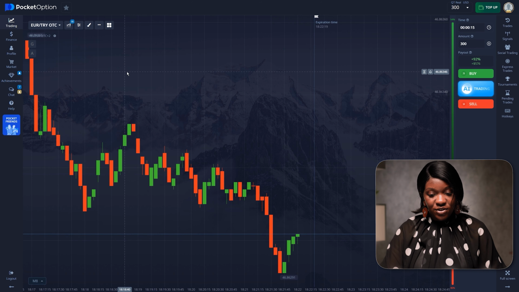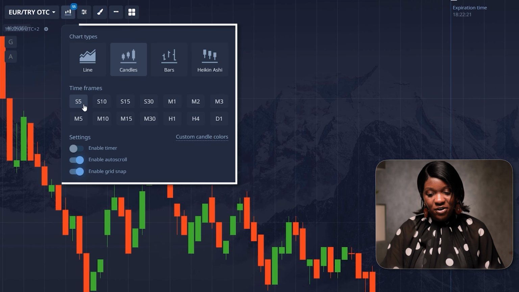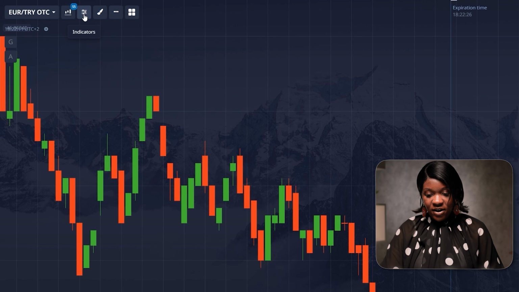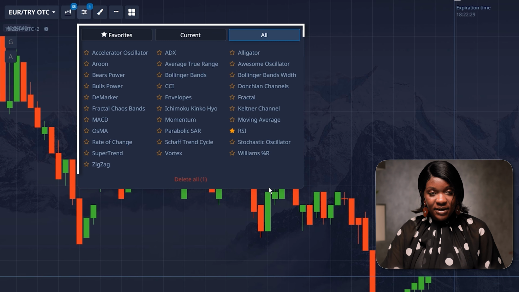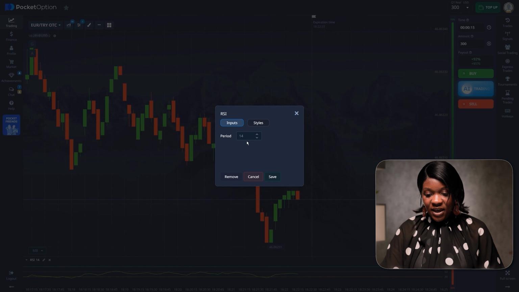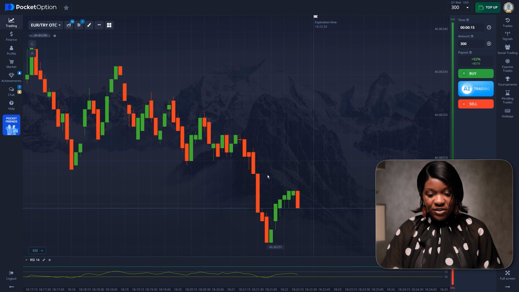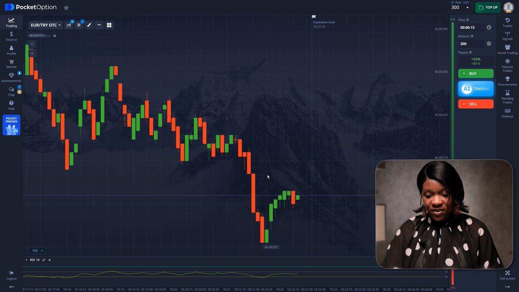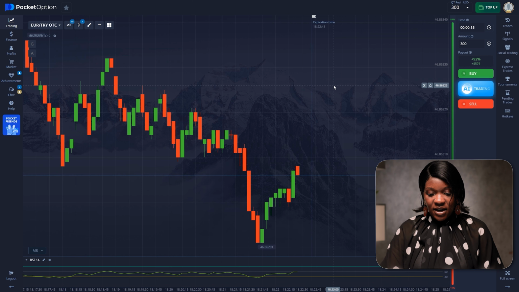First of all, I choose the time frame of 5 seconds because this time is the most optimal for me. Then I add the RSI indicator, which will help to analyze the situation today. I leave the period 14 for this instrument and click save. And I set the expiry time to 15 seconds. And I'm ready to analyze the market.